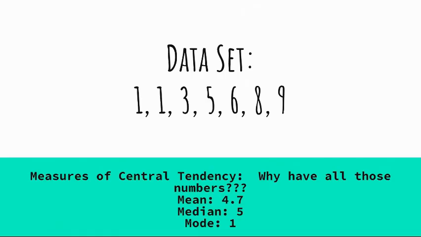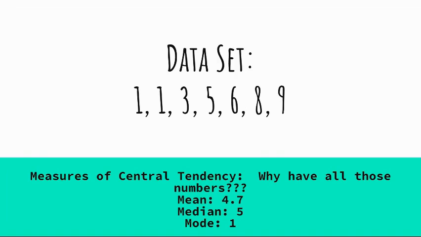So let's take an example of a very simple data set: 1, 1, 3, 5, 6, 8, and 9. Okay, my mean, 4.7, because I took those numbers, divided them by 7, got 4.7. My median, my middle number, I crossed off the outliers. My middle number is a 5. And here we only have one mode, which is a 1, because there's only one most common score.